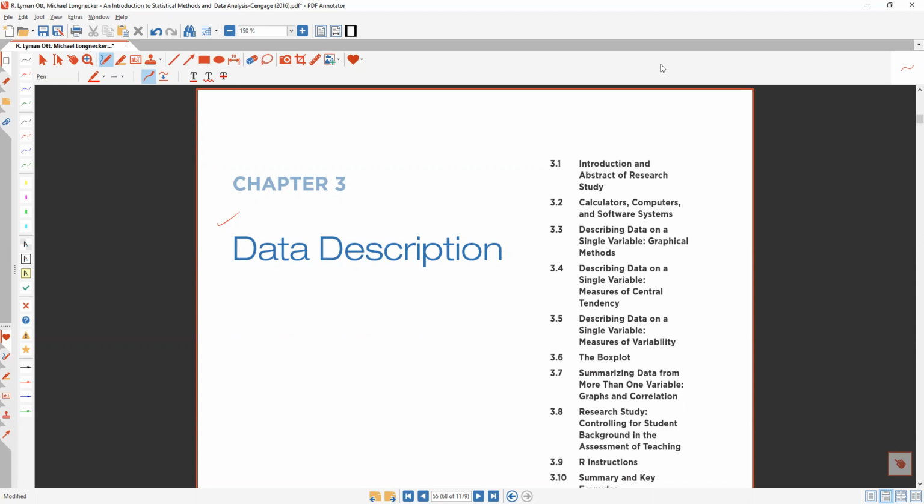In this chapter, we want to start talking about data in general and how to describe data. And then we get to summarizing data in terms of computing statistics on it, such as means and other measures of central tendency, as well as describing variability.